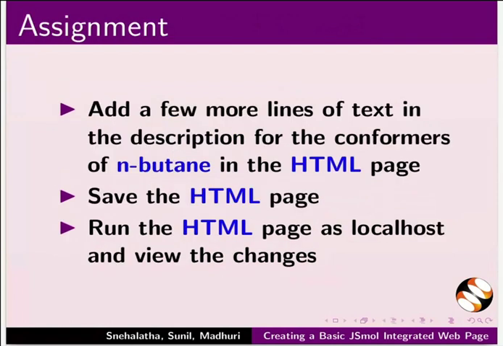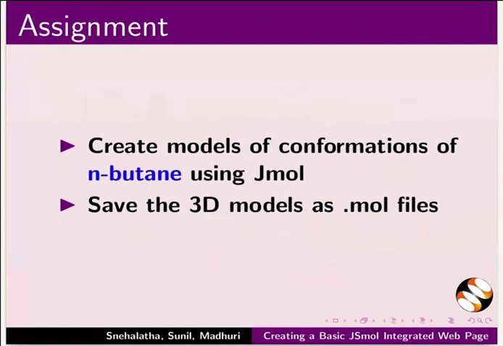Here is an assignment for you. Add a few more lines of text in the description for the conformers of N-butane in the HTML page. Save the HTML page. Run the HTML page as localhost and view the changes. Create models of conformations of N-butane using Jmol. Save the 3D models as .mol files.